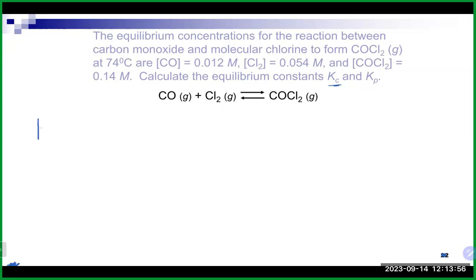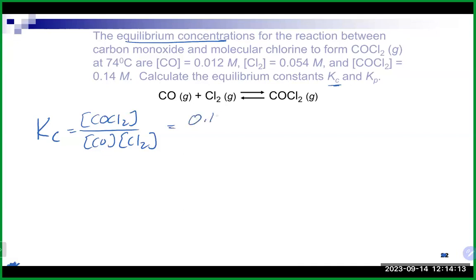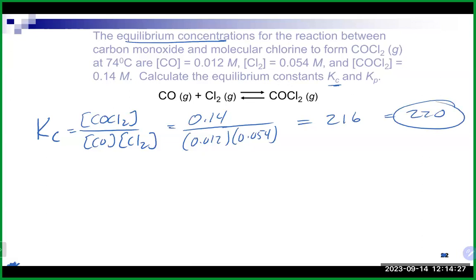So we'll start there with our expression. Our Kc is going to be the concentration of COCl2 divided by CO and Cl2. These are equilibrium concentrations, as I mentioned, so we could go right in there with no problem. So we have 0.14 over 0.012 and 0.054. That gives us 216, or if you're still a sig fig fan, 220 as well. No units needed, right? Because it's an equilibrium constant, so we don't have to worry about those.